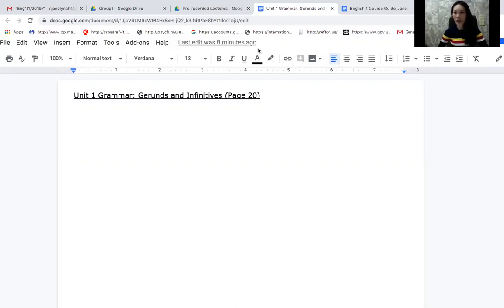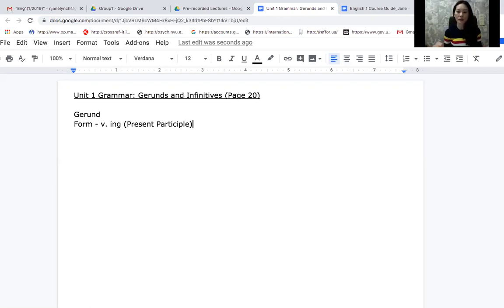First, what is a gerund? A gerund is the form. Let's talk about the form. The form of a gerund is verb ing. So verb ing, there's another name for this kind of verb. Another name of this kind of verb is present participle. It is called present participle.